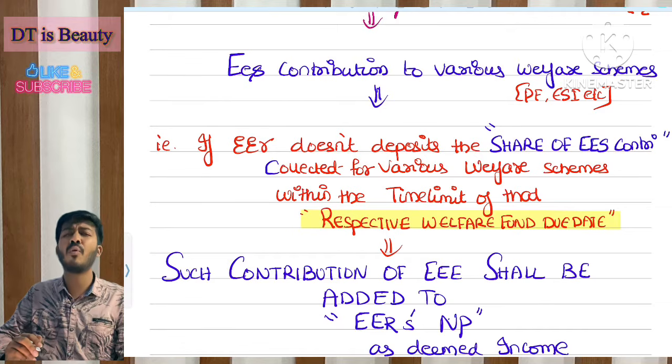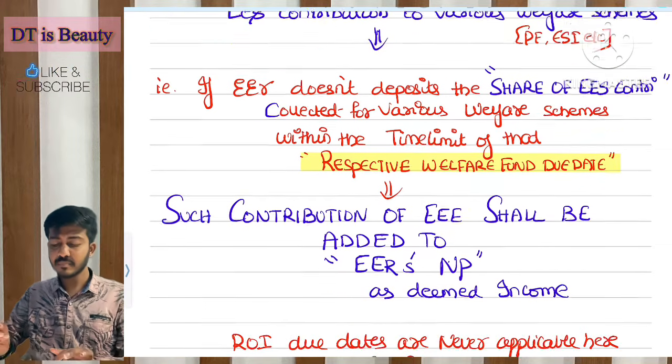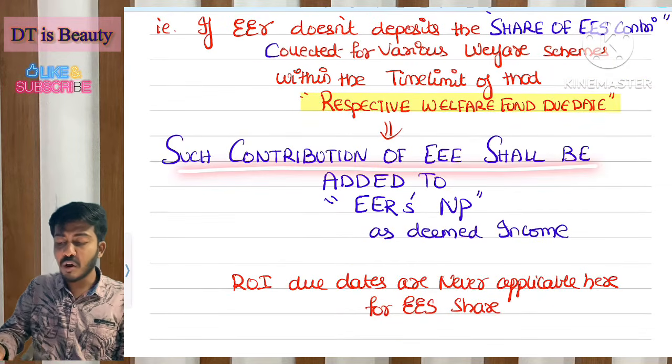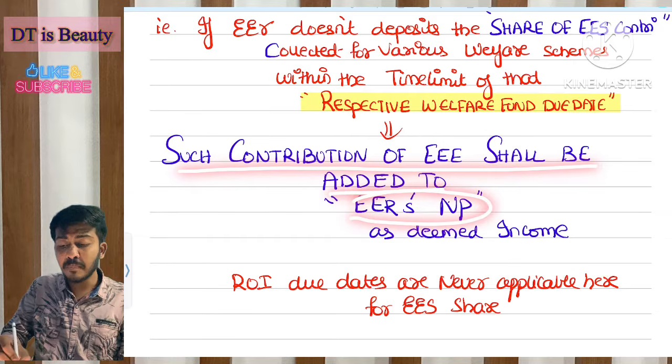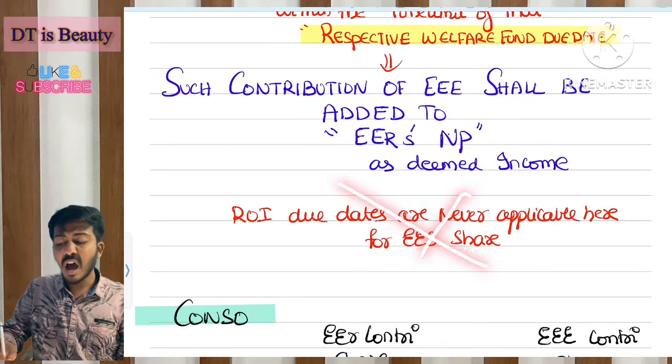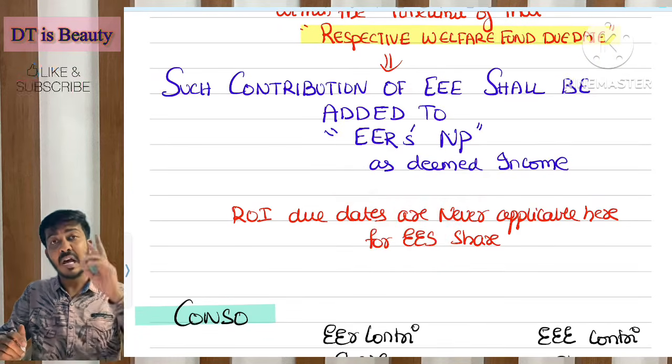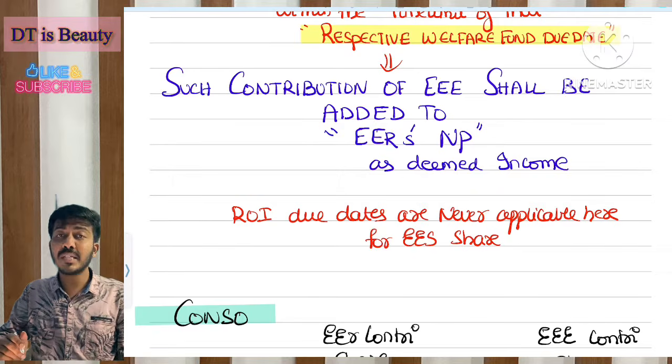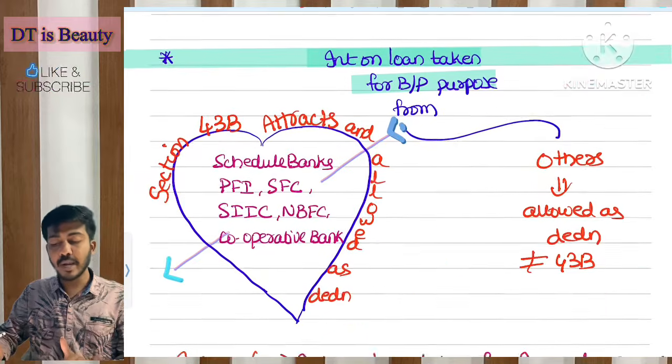Such contribution of the employee shall be added to the employer's net profit as deemed income. Return of income due dates are never applicable in this case. Section 43B with the return of income due date is applicable for the employer share, not for the employee share. Okay, super.